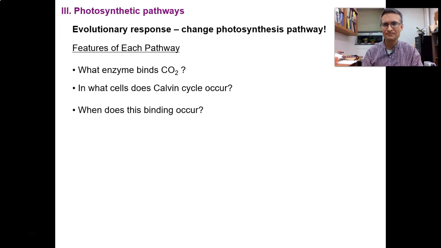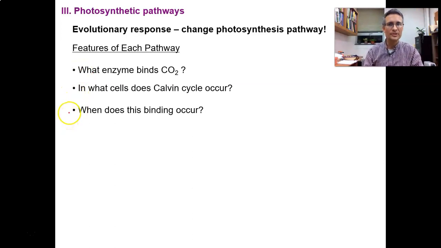and carbon dioxide. In particular, for each pathway, what I'd like to do is consider three big questions, three features of the pathway. The first one is, what enzyme first binds carbon dioxide? So carbon dioxide can be bound at several different points in photosynthetic pathways, but what enzyme first binds it, first grabs it from the atmosphere?